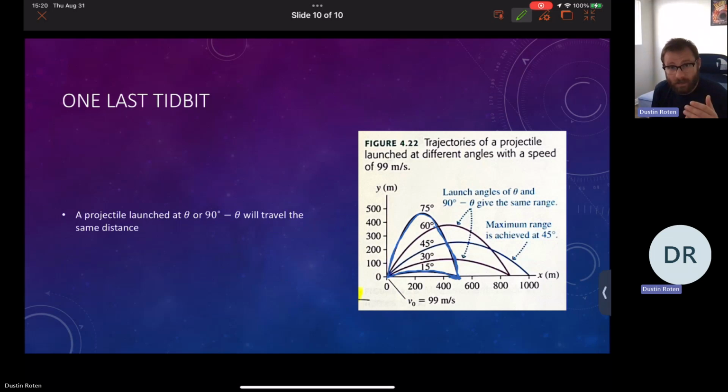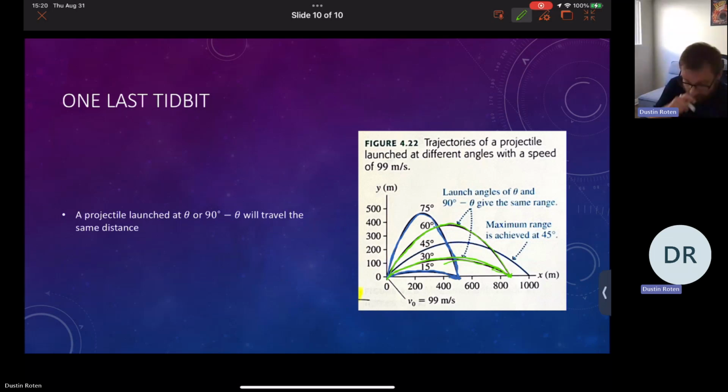Let's try it again with 30 degrees. So we launch at 30 degrees, track it, and there's our endpoint. Well, 90 minus 30 degrees is 60 degrees. Even if we launch at 60 degrees, same endpoint. So there's a neat symmetry about these projectile motion problems. And of course, if we launch at 45 degrees, 90 minus 45 is still 45.